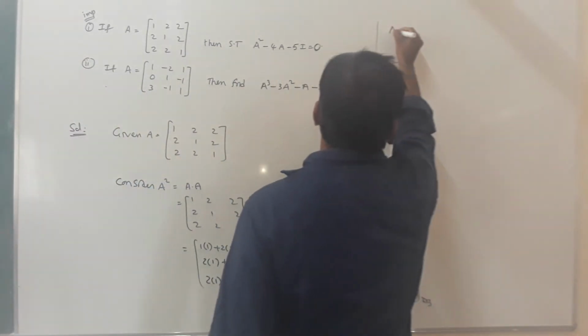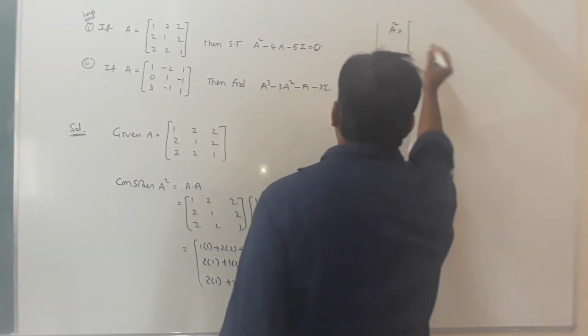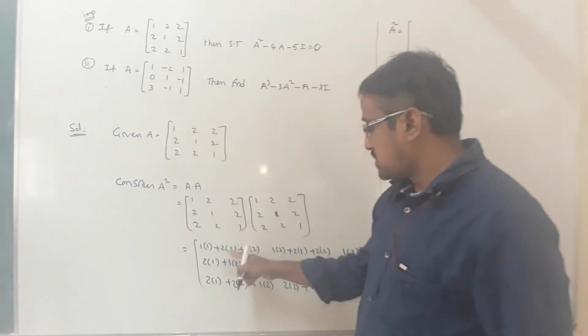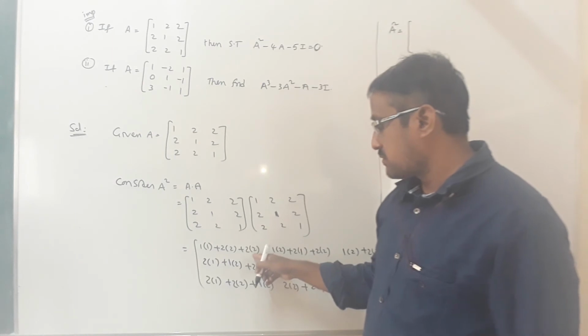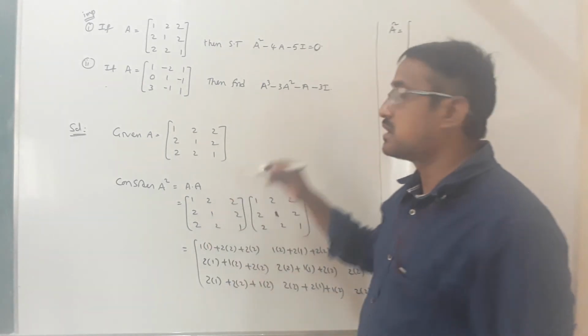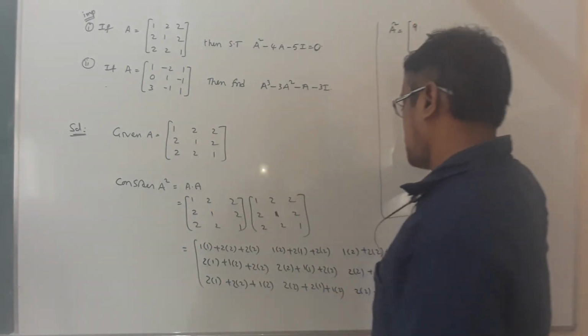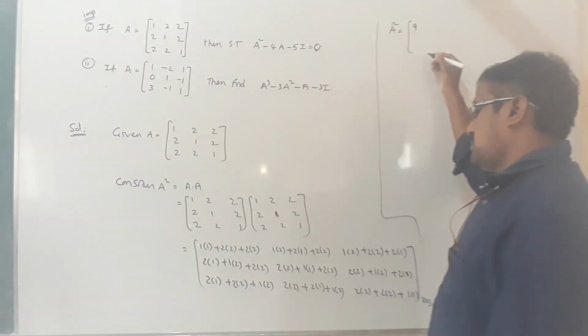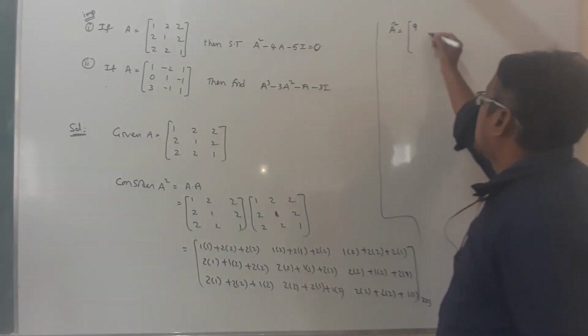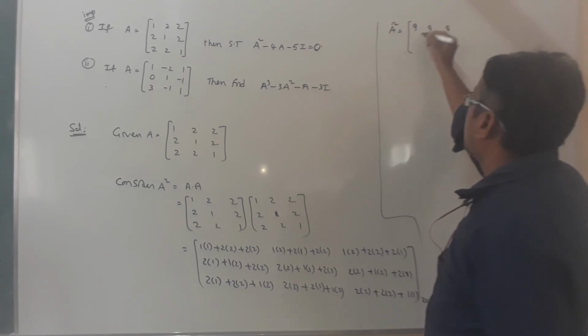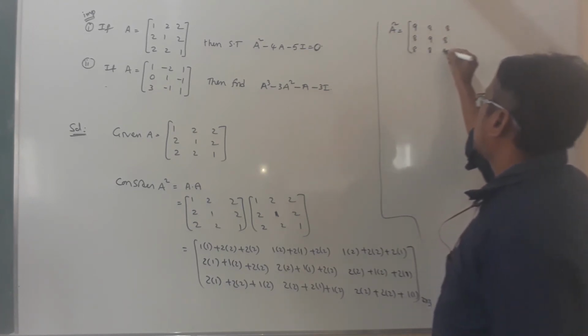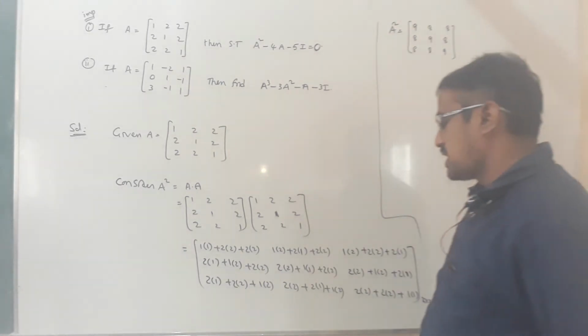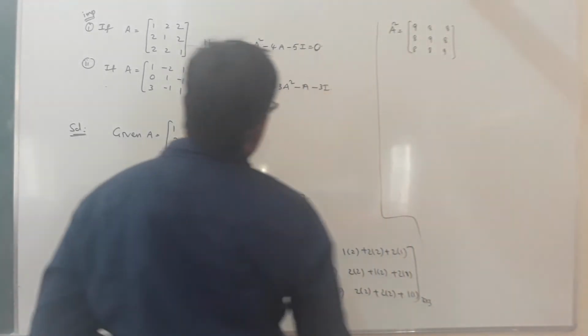Now A square is equal to matrix 1 plus 4 plus 4, 9, 8, 8, 8, 9, 8, 8, 8, 9. This is the matrix A square.